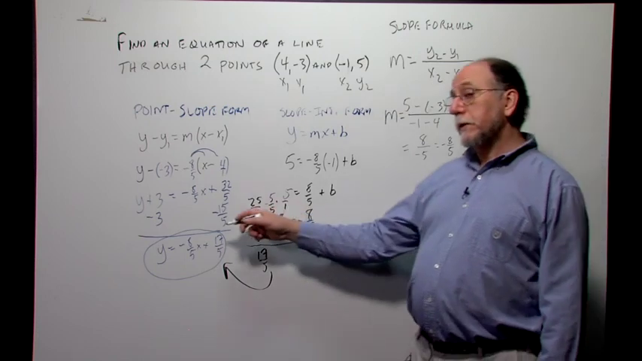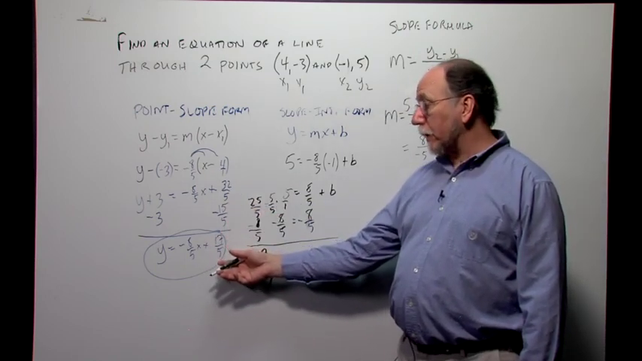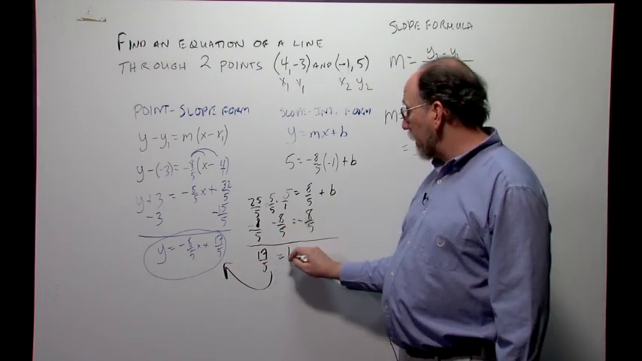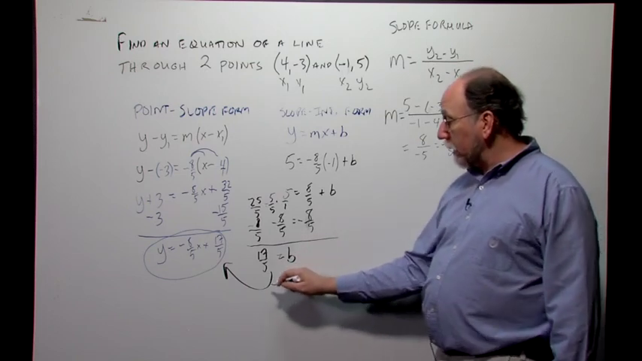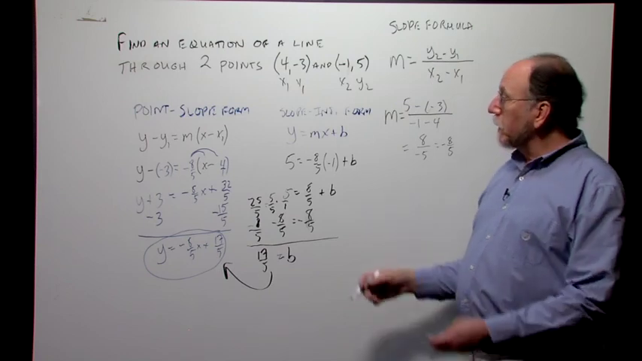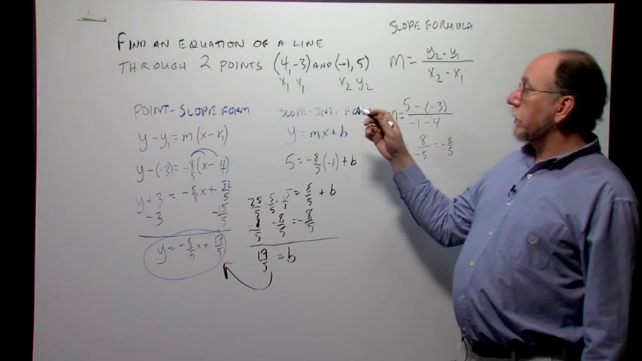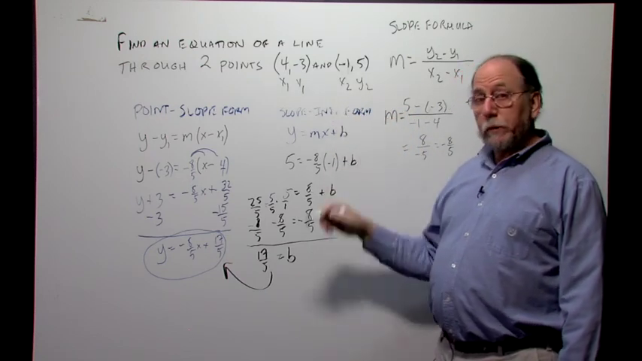The advantage of using this is that the equation is there already when you finish calculating. Here, when you finish calculating, you just have b. And we have to then rewrite it in the equation form. So that's everything you need to know about making an equation of a line, given 2 points.